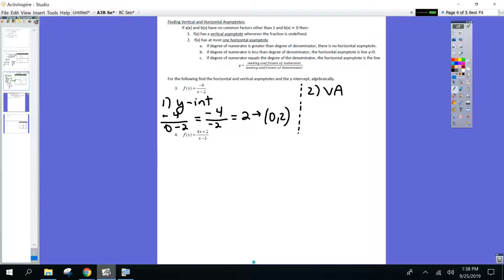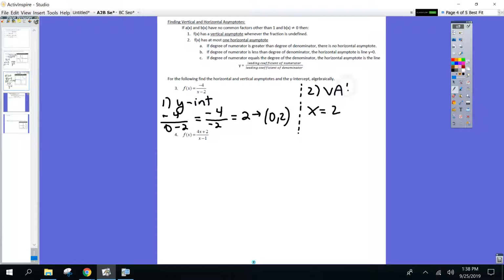So how do I write that for my vertical asymptote? X equals 2. Quick challenge. How would I write the domain if I asked for it? X such that X cannot equal 2. Good.